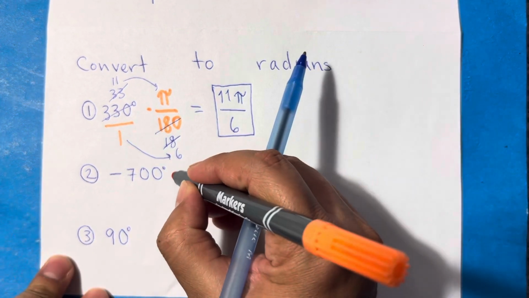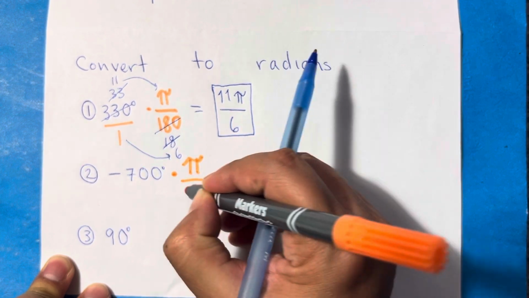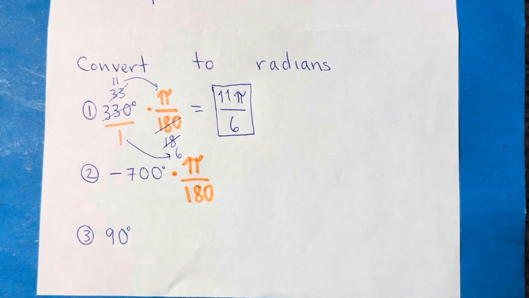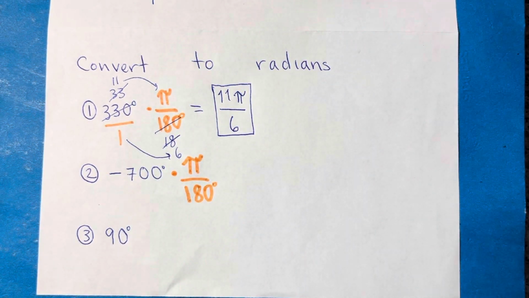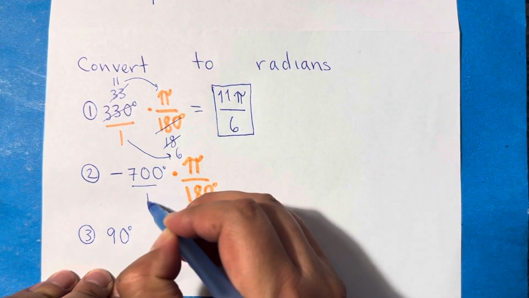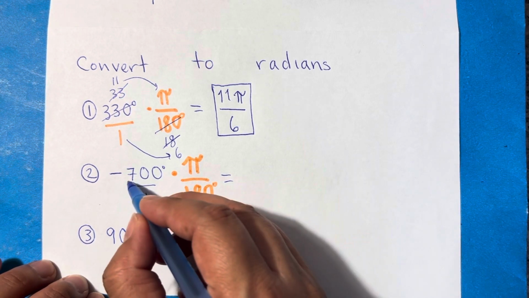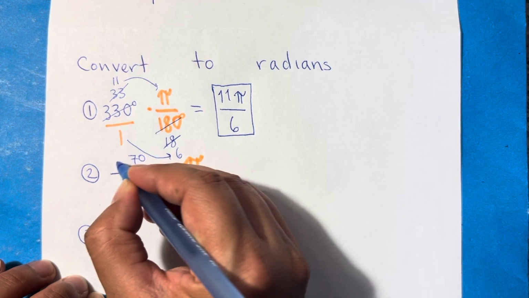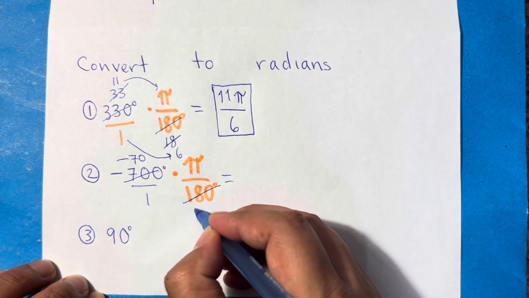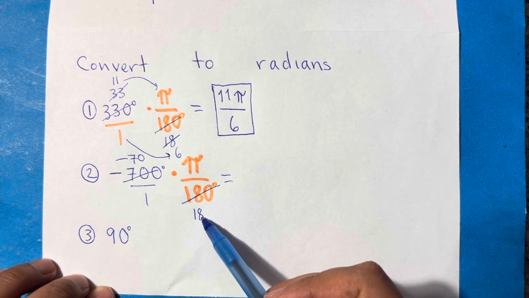Same for negative 700 degrees multiplied by pi over 180. Put it over 1. Again, both are divisible by 10. So this is negative 70. And this is 18. This ends in 0, but this one doesn't end in 0. And it doesn't end in 5.